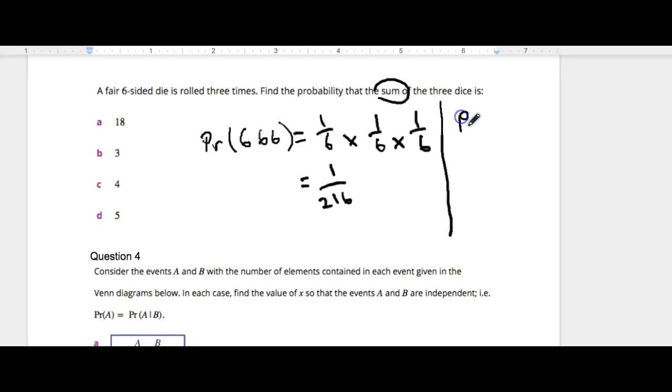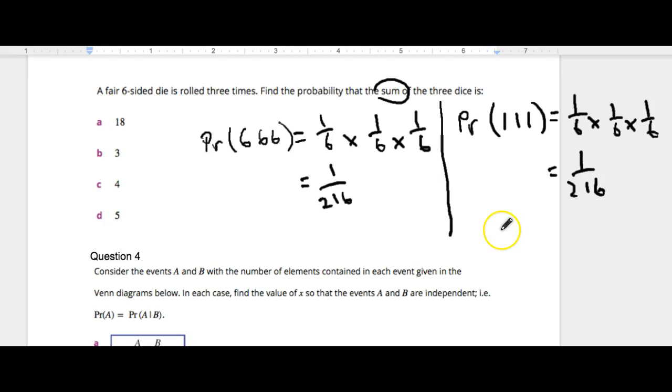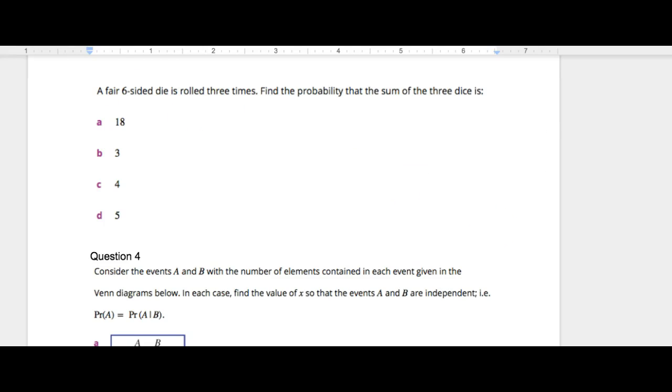Okay, the next one, the probability of a sum of 3. When you think about it, there's only one possible way you can get 3, and that is to roll a 1 three times. And to roll a 1 is the same probability as rolling a 6. So 1 over 216. Now, for the next two, there are different possibilities, so you need to actually write them down.